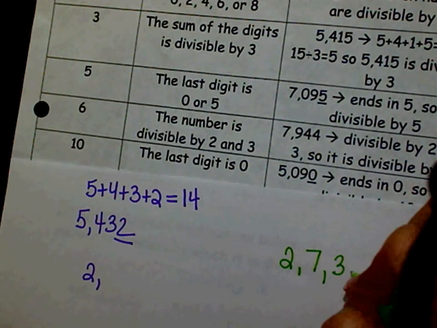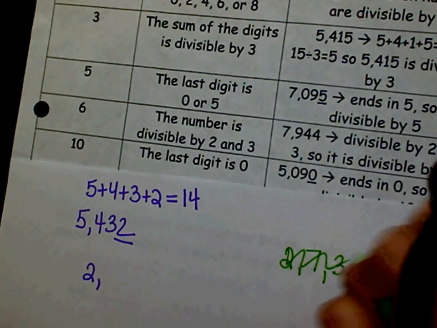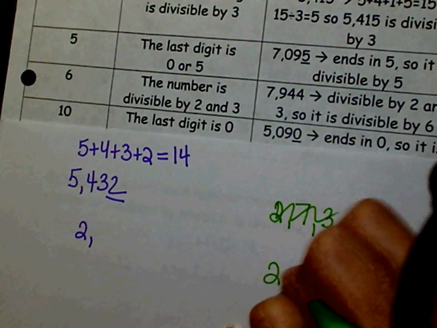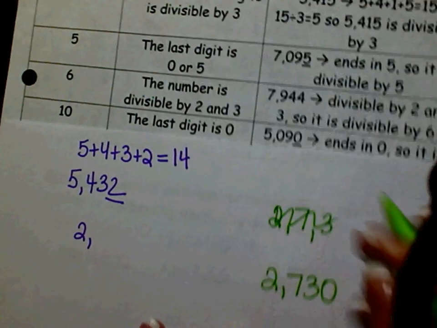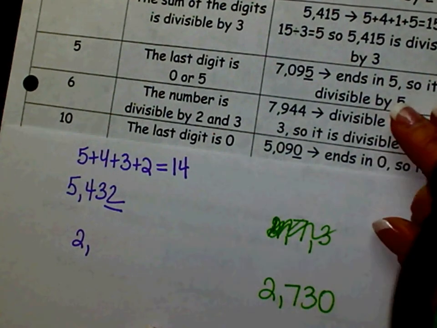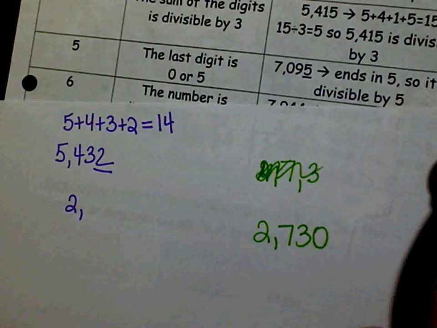Oh, what am I doing? I'm doing commas. Sorry. Try it again. 2,730 is what I was trying to write. Okay, go ahead and pause the video again. Try it on your own, then come back and check.